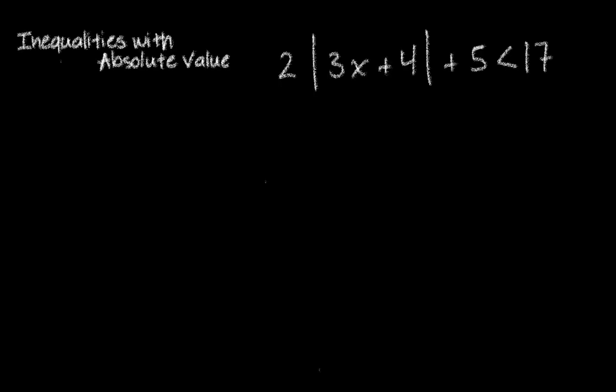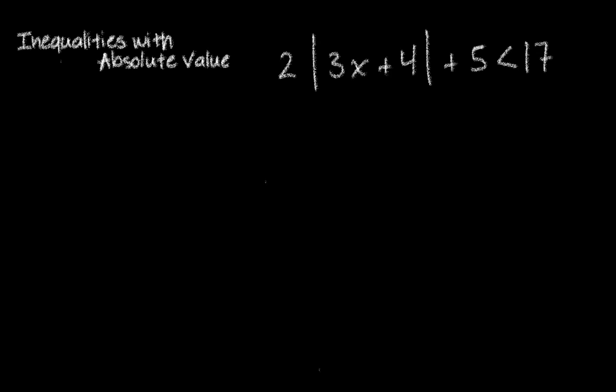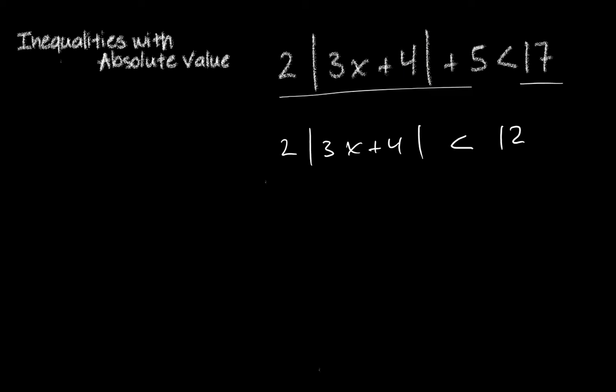So I need to first of all isolate my absolute value portion of the inequality, and I'm going to do that by subtracting 5 from both sides. So if I subtract 5 from this side, it's just become 2 times the absolute value of 3x plus 4 is less than the number 12, right? What did I do? I took away 5 from both sides, and you can see what I got. And then I'm going to just divide both sides by 2. So this becomes the absolute value of 3x plus 4 is less than the number 6.